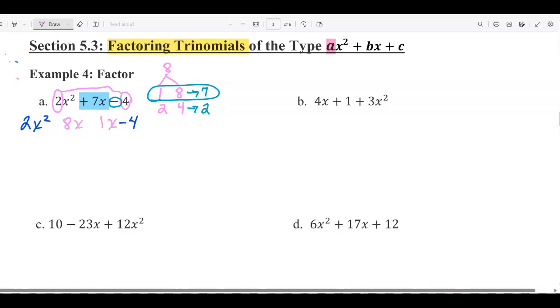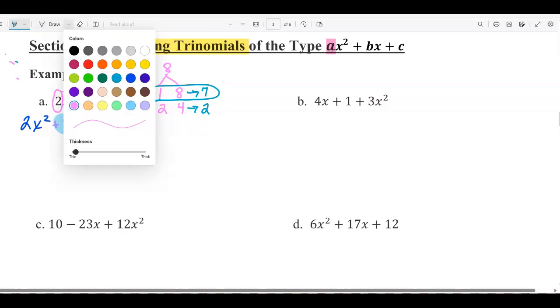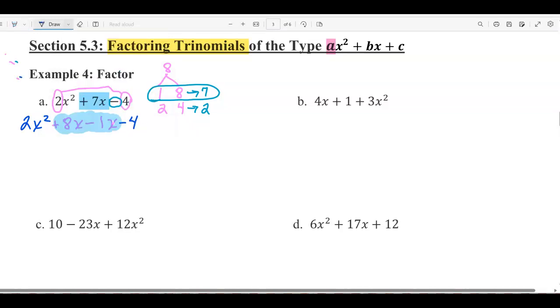And I have to make sure I get the signs correctly. Remember, the rules we learned in the last section said that if it's a negative on the C, the sign should be opposite, and I should end up with a plus 7x. So that plus is going to go with the largest factor, which means the second factor would be the negative. And you can check that: 8x minus 1x equals 7x. Okay? So we rewrote these two factors to be able to have two terms that combine together to give us that 7x.